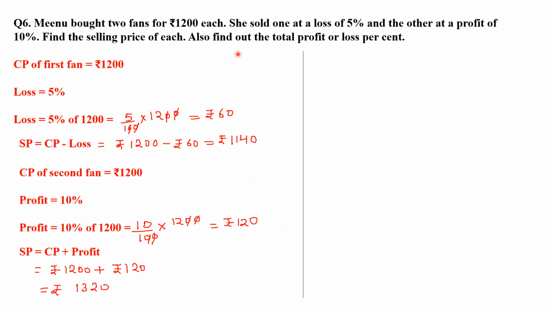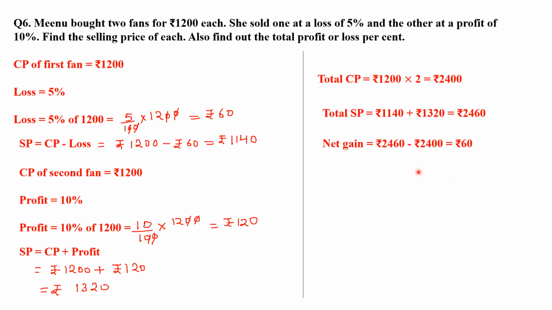Now you have to find the total profit or loss percent in the whole transaction. So for that you have to find the total cost price of both the fans, the total selling price, and then you have to see whether it is a profit or loss first. Okay, so total cost price is 2400 because each fan was 1200 rupees and they have purchased two fans, so it will be 1200 into 2, which is 2400. Now the total selling price is, you have to add both the selling prices which we have found just now, it is 1140 and 1320. So total selling price is this, and now you can see that selling price is more than the cost price. So it means there is a profit, isn't it?